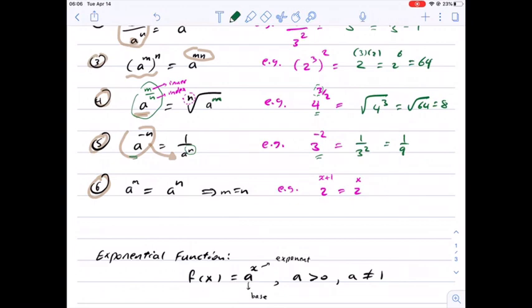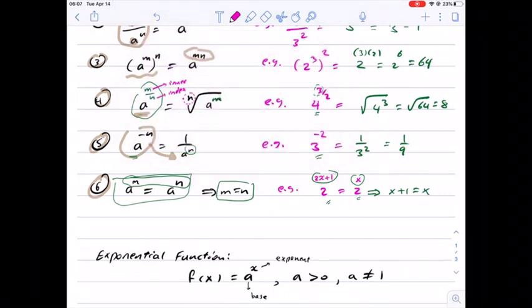And now one of the most important properties of exponents is the following, and this actually helps us in solving many exponential equations, as we'll see later in this lecture. So if we have a raised to power m equals a to the power n, then if the base is the same, the power, and they are equal, then the powers should be the same. So m is equal to n. For example, 2 to the power x plus 1 equals 2 to the power x. Since the base is the same, then the powers or exponents should be the same.